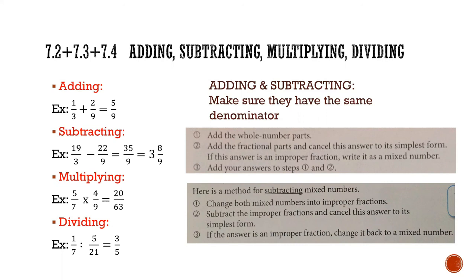Okay. So here's a method for subtracting mixed numbers. 1. Change both mixed numbers into improper fractions. 2. Subtract the improper fractions and cancel this answer to its simplest form. 3. If the answer is an improper fraction, change it back to a mixed number.